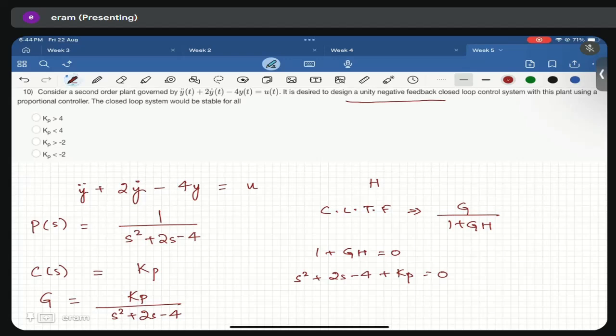From here what should be Kp? Kp should be greater than 4. We have to ensure that this coefficient is not 0 and also it should be positive. That means it should be greater than 0, so Kp is greater than 4. Option A is the correct answer.